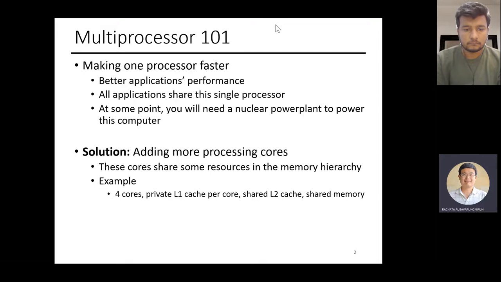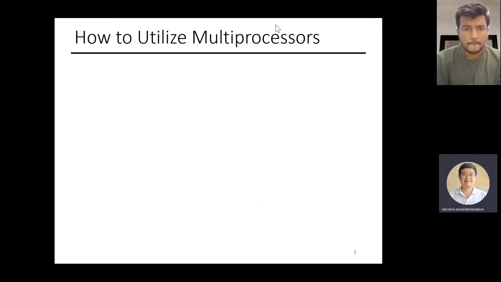Let's say I can have four processors with a private L1, right? The level one cache is private to each of the processors. The shared L2 is shared amongst all four processors, and you have shared memory. So with this, how can I utilize this multiprocessor?